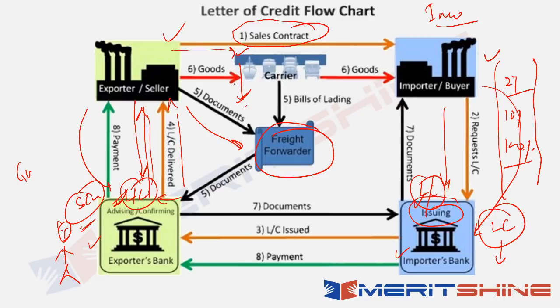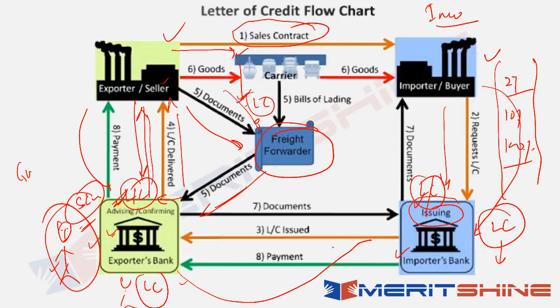After he has taken care of all the documents mentioned in the LC, he will submit them on behalf of the seller to the exporter bank. This bank will again check whether all the documents as per the LC have been submitted by the freight forwarder or the exporter. Once it is okay, the documents will be sent back to the issuing bank. If it is a nodal bank, it will not need to verify again, as that is already done. So it will immediately tell the buyer, your documents have come, please come and collect.